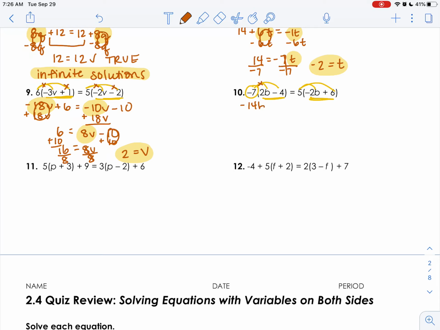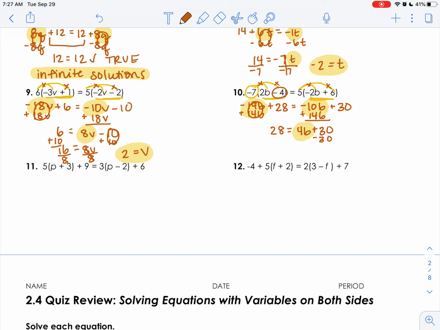Negative 7 times 2b is negative 14b. Negative 7 times a negative 4 is a positive 28. 5 times negative 2b is negative 10b. And 5 times 6 is a positive 30. I want to get these b's together. I want to try and keep it positive, so I'm going to move the 14b. On this side, get 0. So 28 equals negative 10b plus 14b is 4b plus 30.